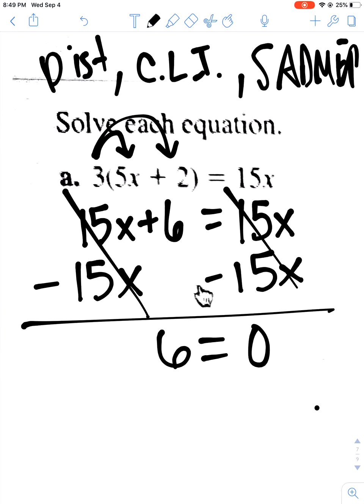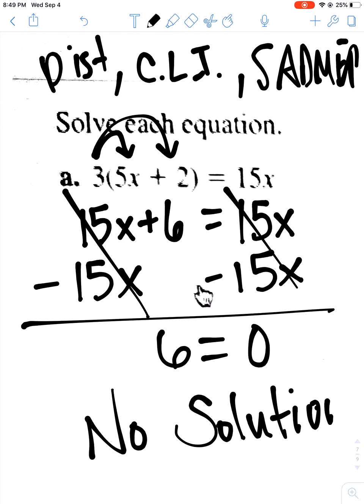So this is one of our special cases. Since this is not true, we say the answer is a no solution. So anytime we get something that doesn't make sense, this one says 6 equals 0. That doesn't make sense. That's not true. It's a no solution.